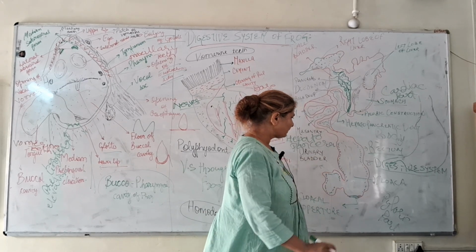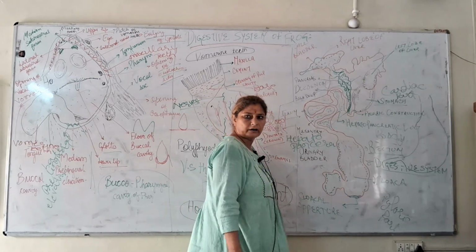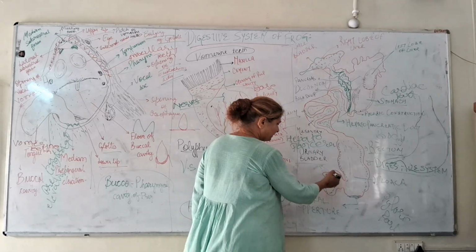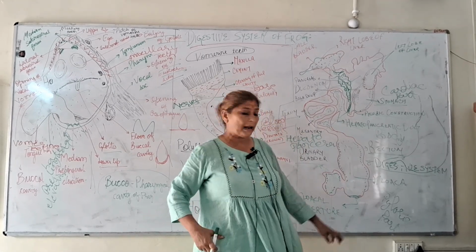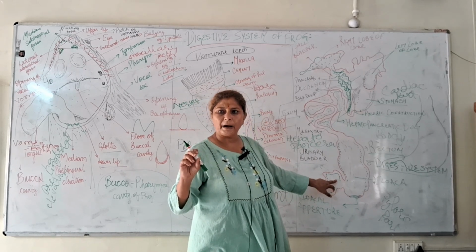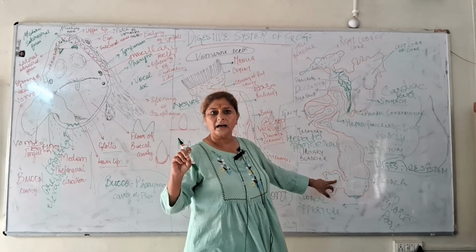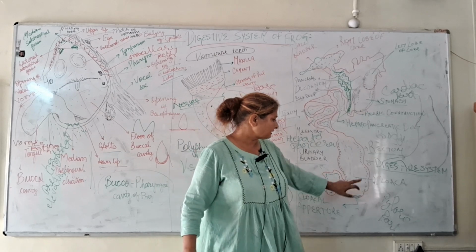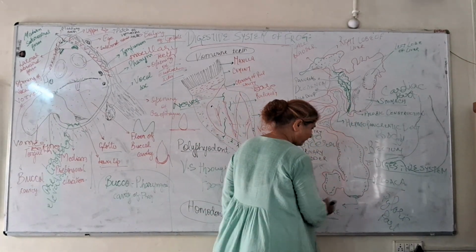On the lower side of the rectum, this helps in water absorption. On the lower side there is the urinary bladder. Urinary bladder is part of the excretory system, along with the kidney. And this is called the cloaca, or this opening is called the cloacal aperture.